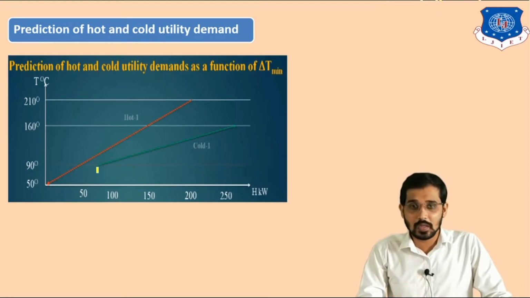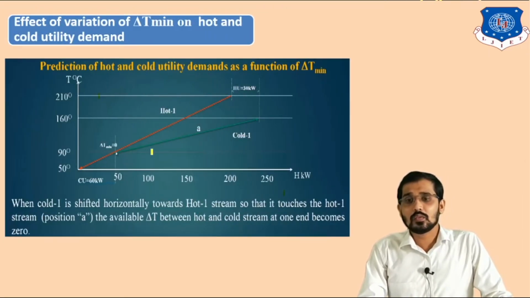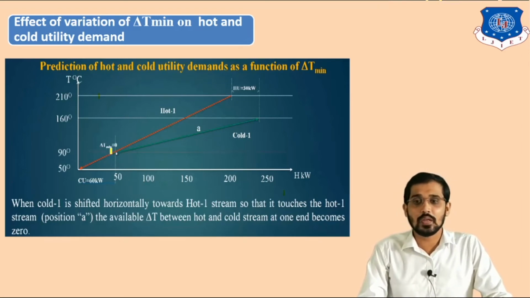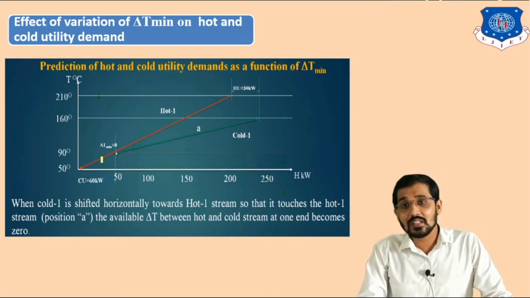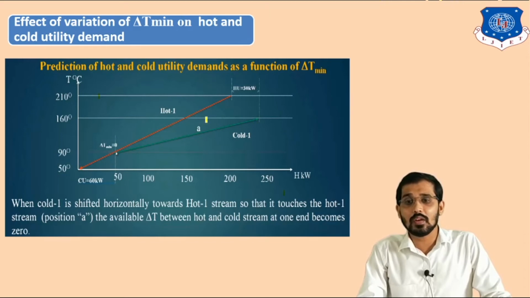Just observe this figure and now observe this figure. This cold line coincides with the red line, the hot stream, and at this point delta T minimum is equal to 0. This point is your pinch point. At this point the heat transfer rate is equal to 0. But you can see this red line has an extra part. This is the interval for the cold stream, from this point to this point, and this is the interval for the hot stream.